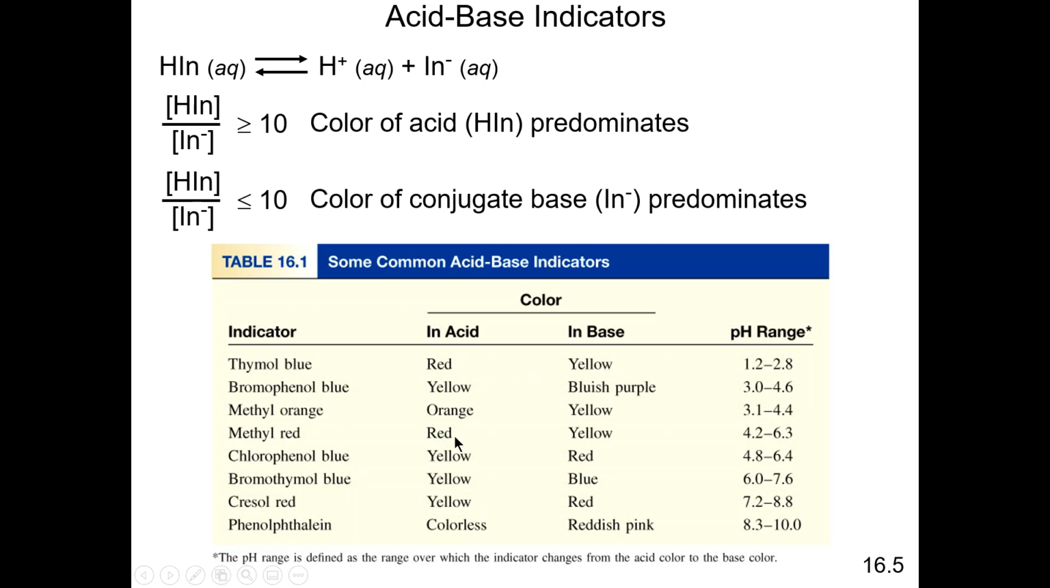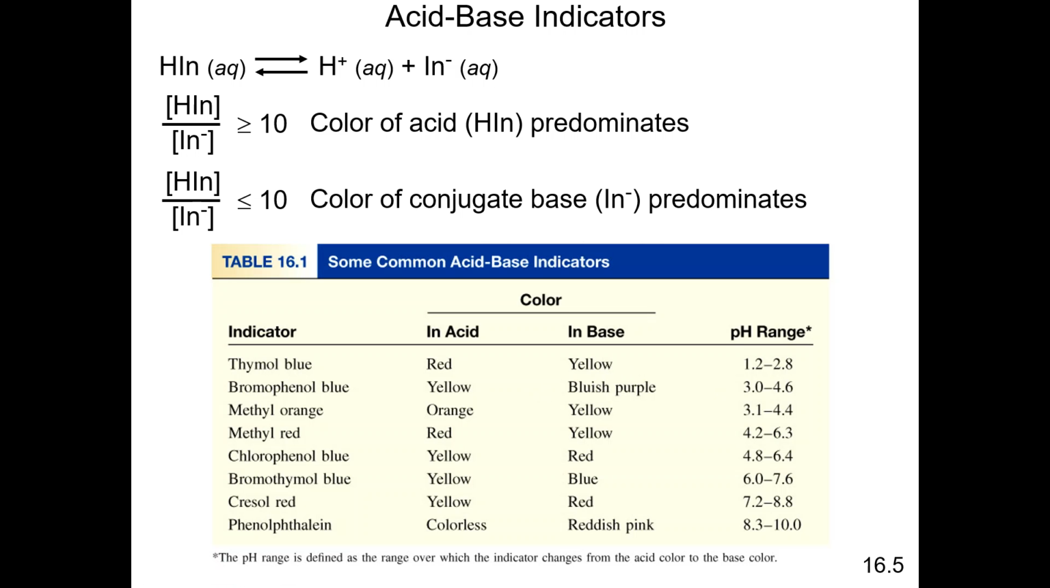And therefore, what you see in the table below are different indicators and their colors in acid and base, right? So for example, thymol blue will be red in acid and yellow in base. And there's a pH range for all these indicators over which the color change will take place. So in the case of thymol blue, the color change will start taking place from a low pH value of 1.2 to the high value of 2.8. In other words, at pH below 1.2, the color of the thymol blue will be red, but above 2.8, it's going to be yellow. All right, so that's basically how you interpret the pH range.